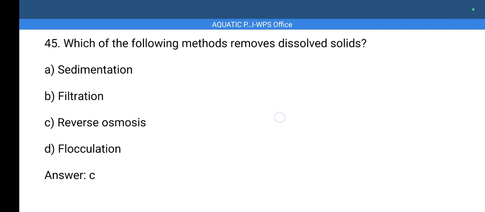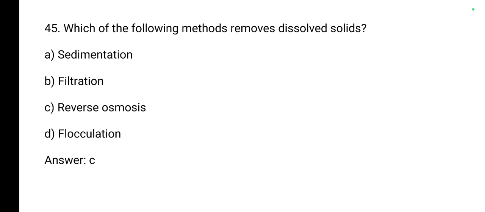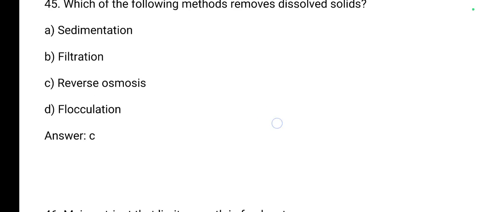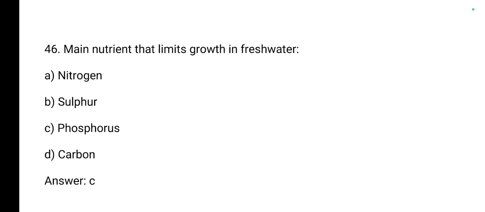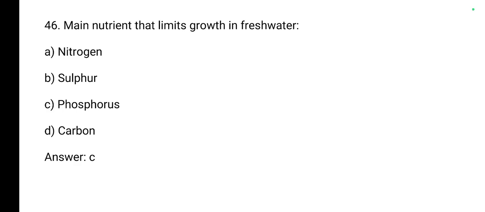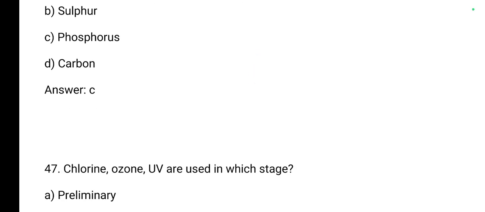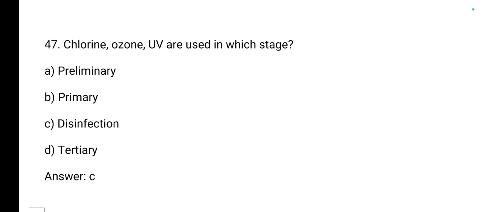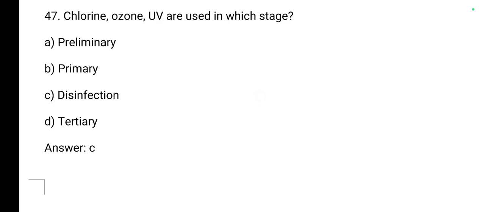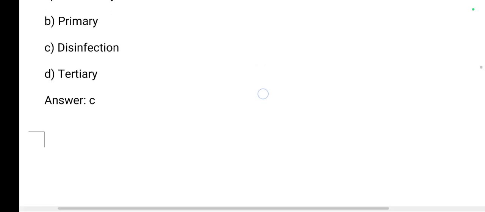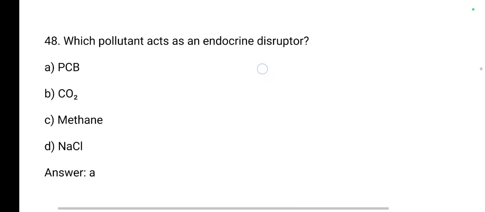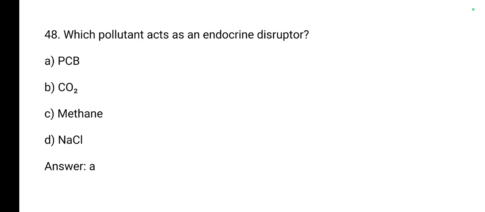Which of the following methods removes dissolved solids? So the answer will be reverse osmosis. Main nutrient that limits growth in fresh water. So the answer will be phosphorus. Chlorine, ozone, UV are used in which stage? So they are used in disinfection. Which pollutant acts as an endocrine disruptor? So the answer will be PCB.